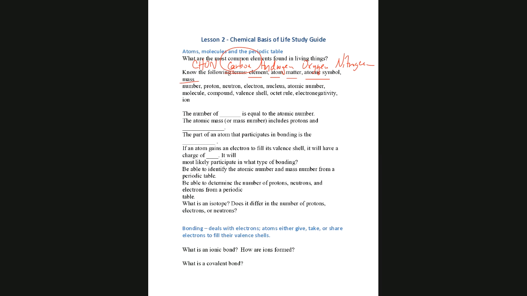Okay. And then we have atomic symbol. I'm going to show you that with the periodic table in just a second. The mass number, protons, neutrons, electrons. Protons, neutrons, and electrons are all what we call subatomic particles. So these are the particles that are found within atoms. We'll talk about that. I'm also going to explain to you what the atomic number is. We'll go from there.